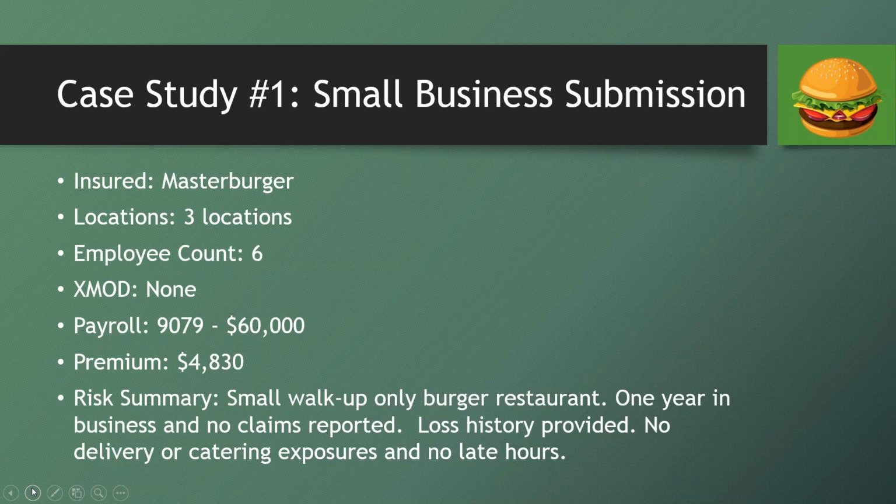So we have a small walk-up burger restaurant. It's 1 year in business, which not all carriers will take, but we have a lot of markets that will, and they have had no claims. They provided loss history, and there's no delivery or catering exposures and no late hours. So you don't have any extenuating, unusual, or greater-risk exposures here that might kick it out of being competitively quoted, and that might limit the carriers that you could utilize.